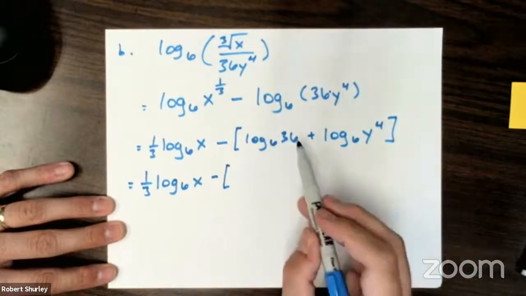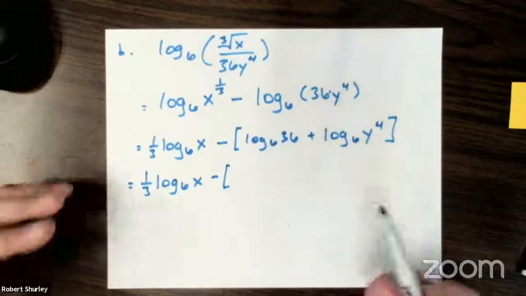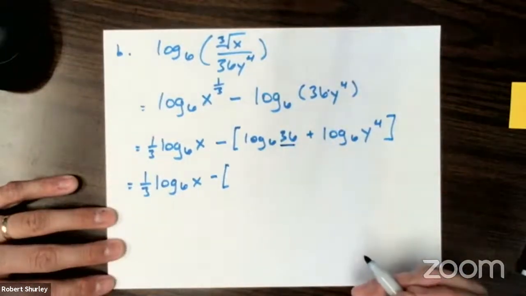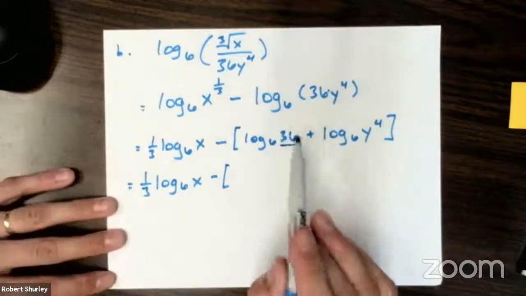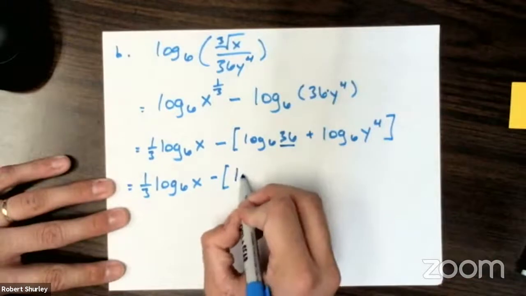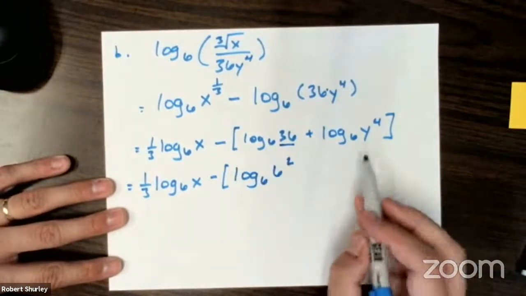I'm just going to leave the bracket. So I'm going to simplify what's inside here. Log base 6 of 36. Okay, now we have just numbers, which is nice. And we need to see, can we get 36 into a base 6? And we can, right? 6 times 6 is 36. So this becomes log base 6 of 6 squared, right?